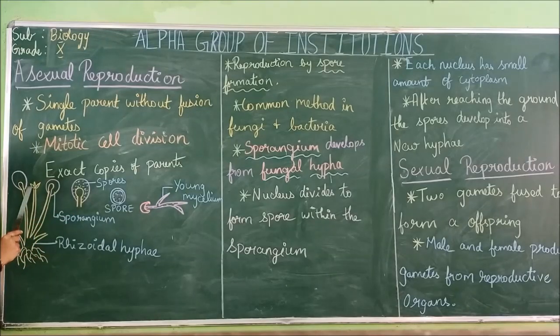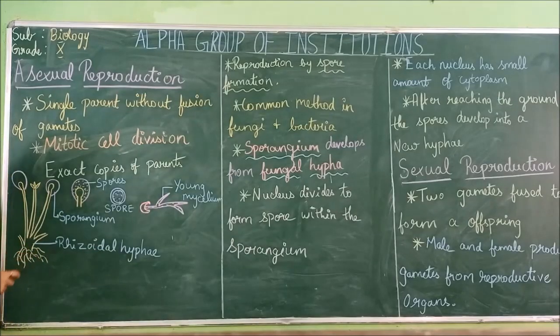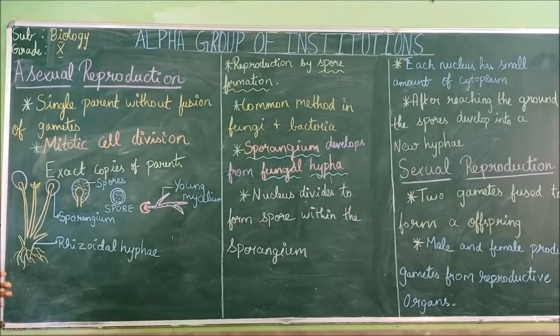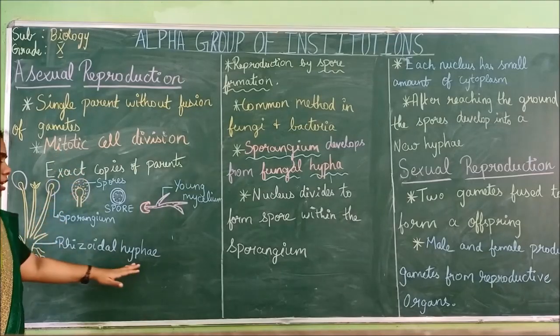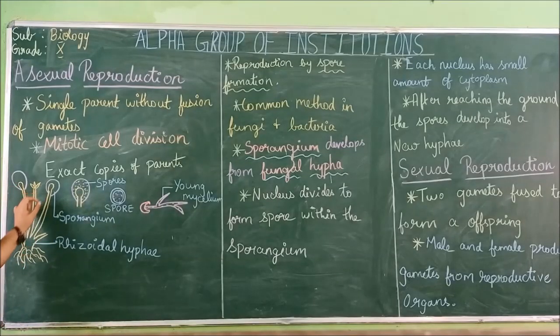Next we will see how asexual reproduction takes place. This is the hypha, the rhizoidal hypha. Hyphae are usually present in fungi. When a fungus is branched, the branches are called hyphae. Since it forms rhizoids, here you can see the root-like parts, it is called rhizoidal hyphae. Hyphae means it is branched.